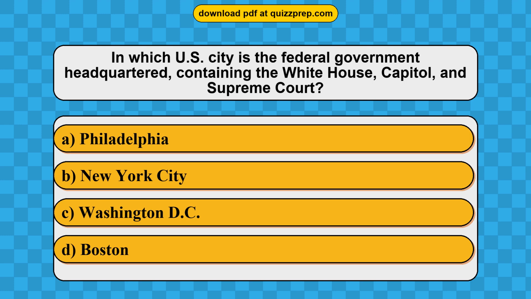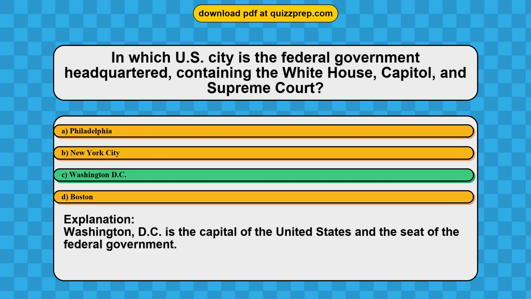Question 4. In which U.S. city is the federal government headquartered, containing the White House, Capitol, and Supreme Court? Option A. Philadelphia. Option B. New York City. Option C. Washington, D.C. Option D. Boston. The correct answer is option C. Washington, D.C. Washington, D.C. is the capital of the United States and the seat of the federal government.